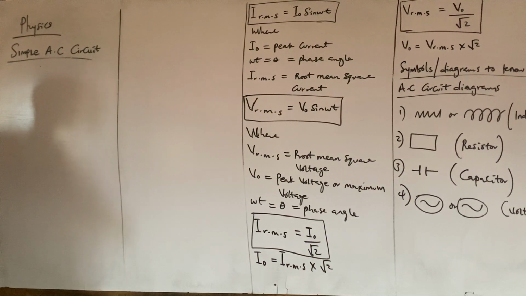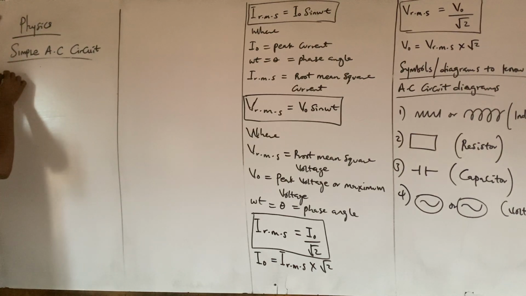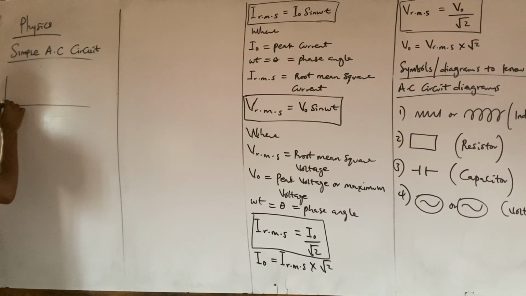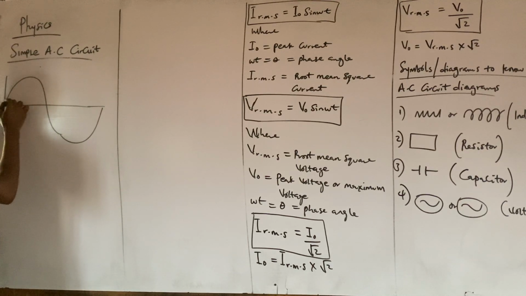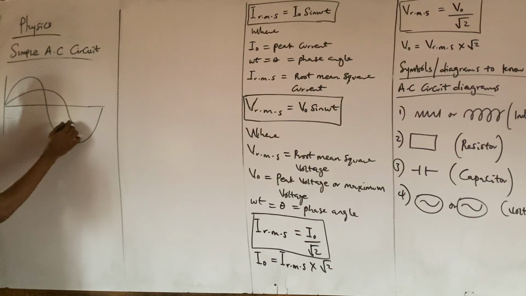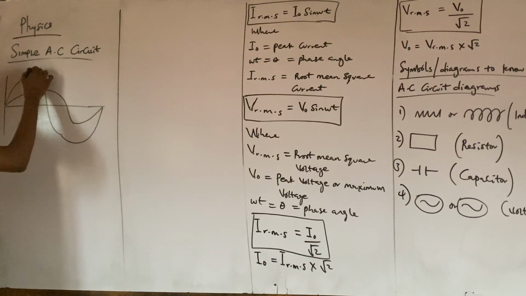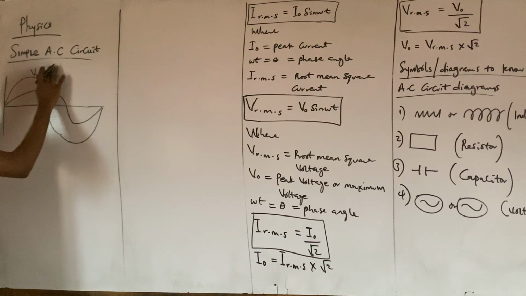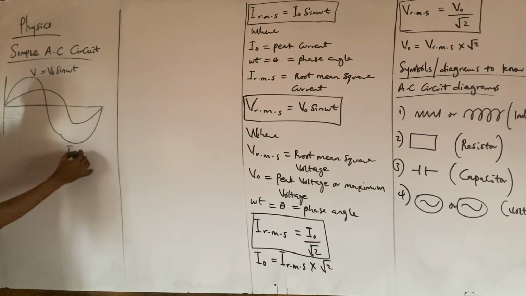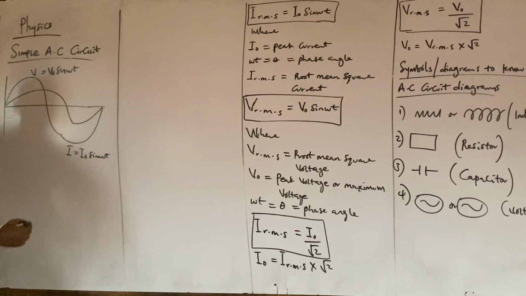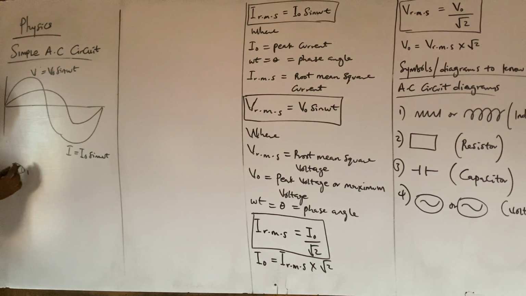Now another thing I want us to note are the diagrams, something like this. We call here V0 equal to V0 sine wt, and here I is equal to I0 sine wt.